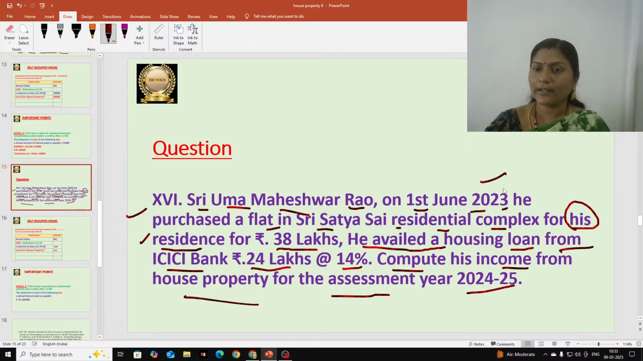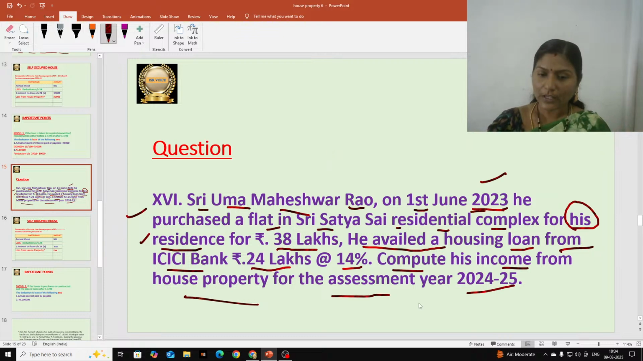During 2023. So 2023 means the loan is taken after 1-4-99. If a loan is taken before 1-4-99 for purchasing the house, we are going to apply model 1. If the loan is taken for purchasing the house but after 1-4-99, we are going to apply model 2. Here we will apply model 2 because the loan is taken in 2023, that is after 1-4-99. And what is the purpose of the loan? For purchasing the house. So we are going to apply model 2 for that. Hope that is clear for everyone.